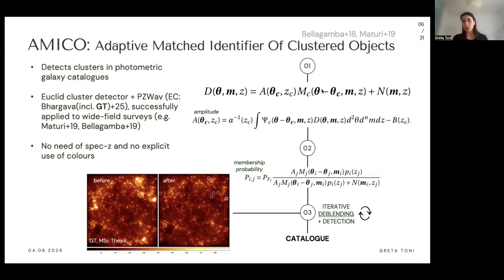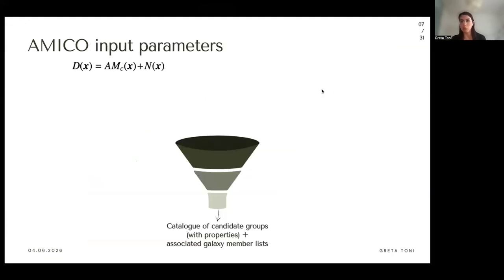So before talking about the actual output, which is obviously what we are interested in, I just wanted to mention quickly the input of a classical Amico run. Why? Because what I worked on during my PhD was a challenging and new application of this algorithm. In fact, it was the highest redshift and the deepest application of the algorithm to date.